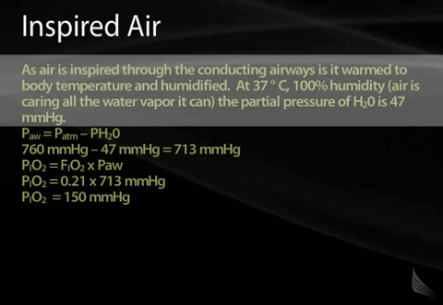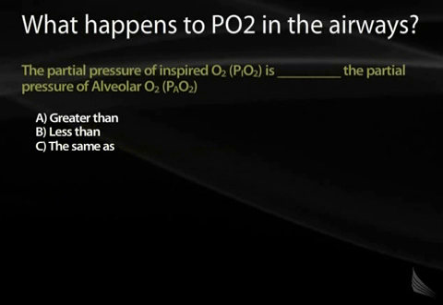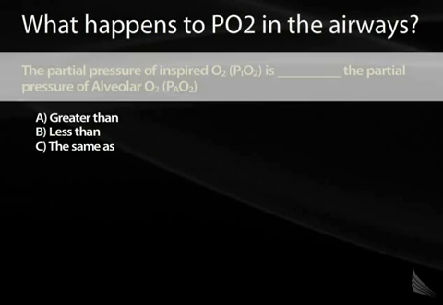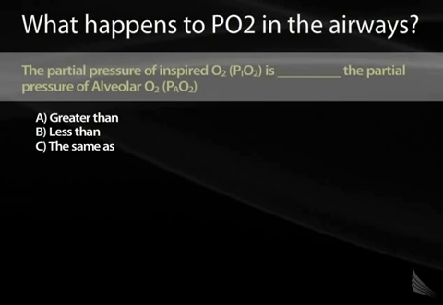So if we looked at what our inspired O2 is, the air that's in our trachea, 760 minus 47 is 713 times 21%, that gives us 150 millimeters of mercury. The atmospheric oxygen was 160, the inspired oxygen is 150. This question illustrates what happens as we go further down the airways. The partial pressure of inspired oxygen, PiO2, is blank compared to the partial pressure of alveolar oxygen.